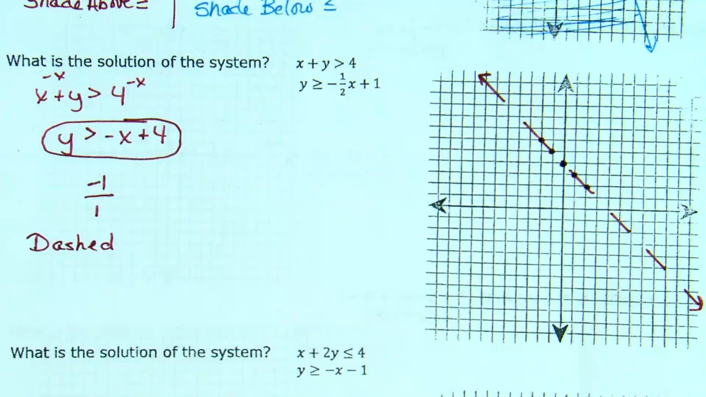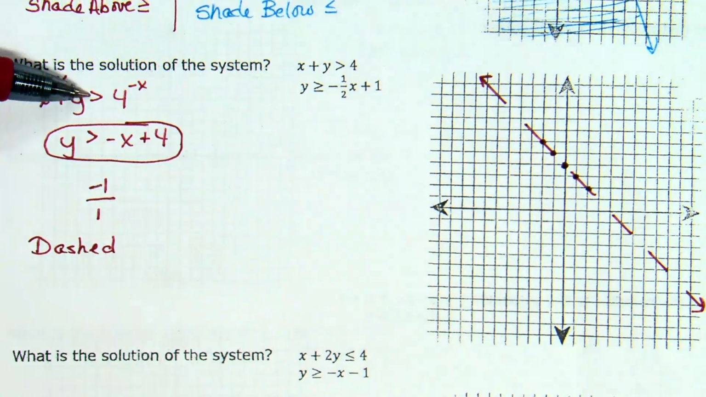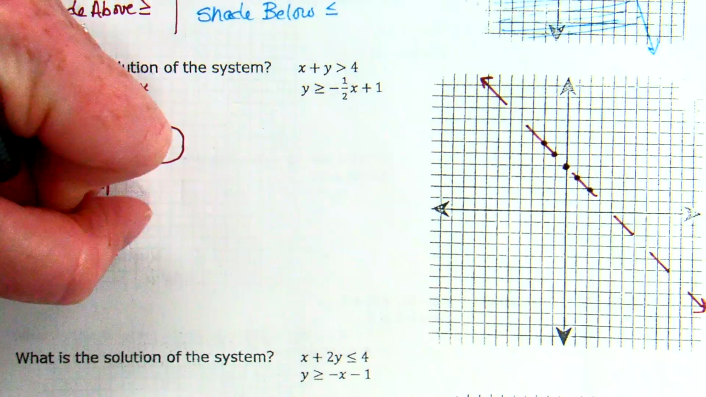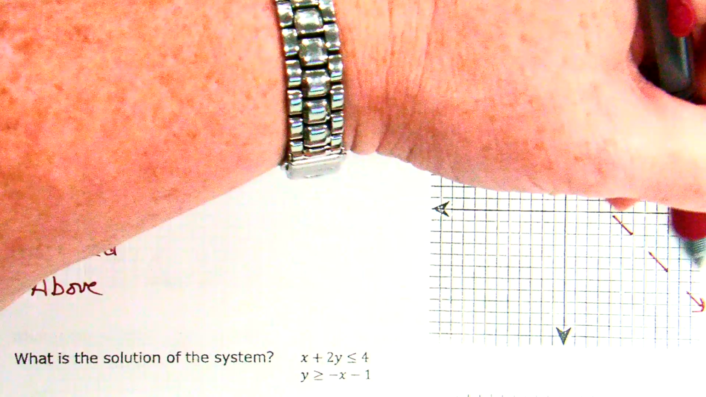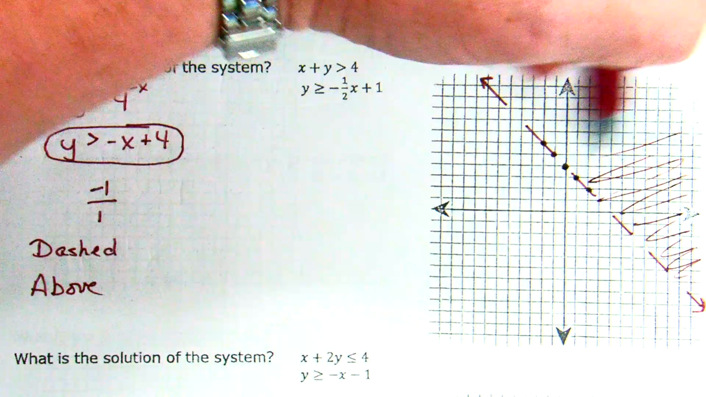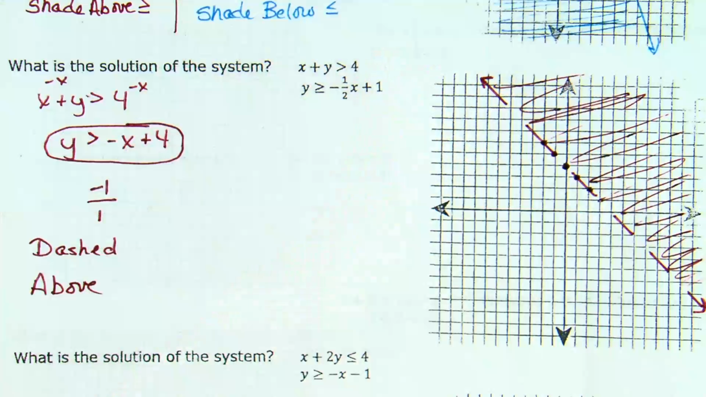And what else am I asking myself? Above or below? That's greater than, so above. And above on this one ends up on the rightish. I'm trying to do a real light shading there. Okay? And honestly, if you're someone who'd rather wait and shade at the end, you could. You just can't let yourself get confused. I would rather shade as I go.